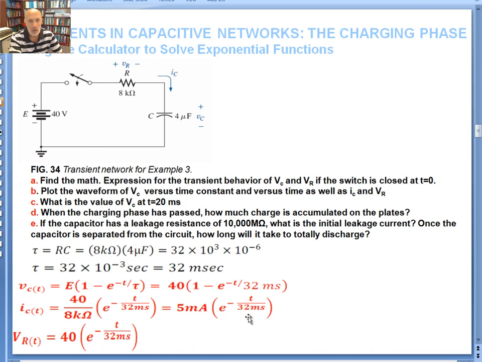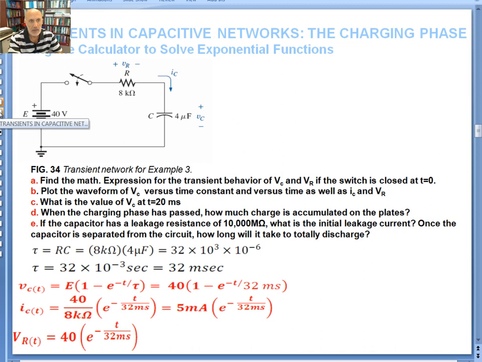For the voltage across R, initially it is 40 volts. When t is equal to 0, it gives you 40 volts. When the cap is completely charged up, it acts like an open circuit. There's no current flow, so the voltage will go down to 0 when the cap is completely charged up. So that's the voltage, the current, and the voltage across the resistor and across the cap.